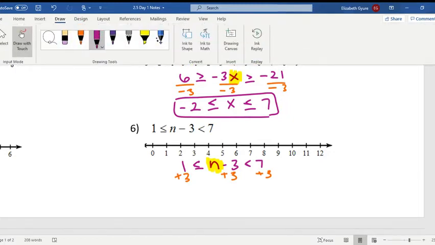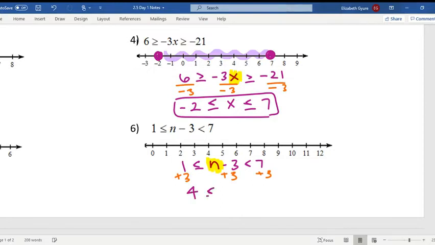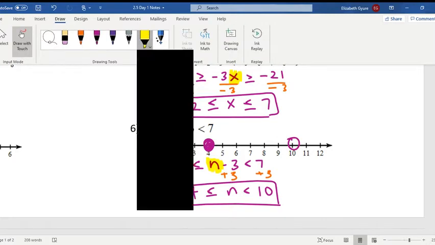So 1 plus 3 is 4, is less than or equal to n, is less than 10. I would say one of the most common mistakes with this, guys, is just simply copying your inequality symbols wrong. So just make sure you're careful with that. It's an easy mistake to make. So at 4, open or closed circle? Closed. At 10? Open. And where am I shading? In the middle.